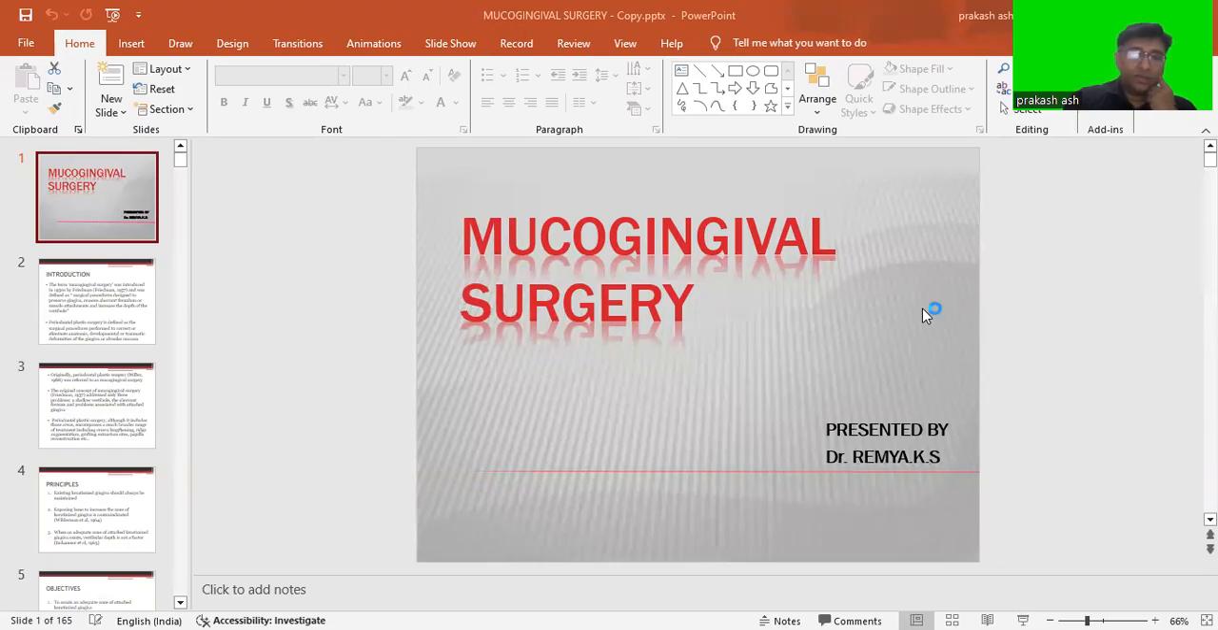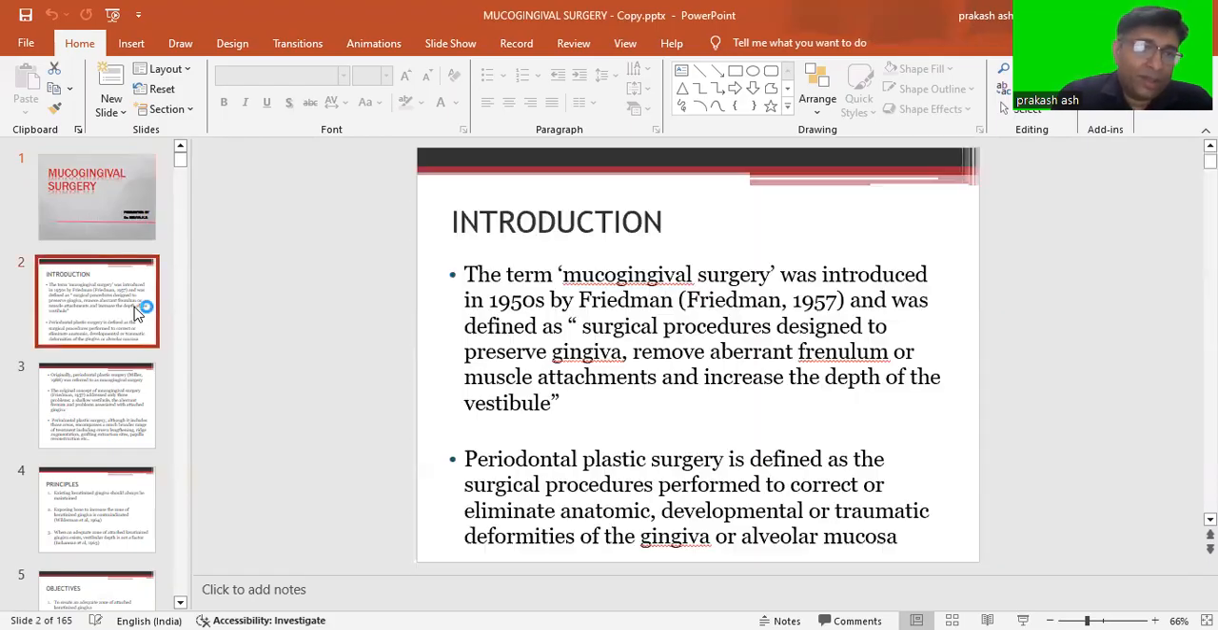Good morning, students. Today, we'll be having a class on mucogingival surgery. Hope you all know what mucogingival surgery is all about. The term mucogingival surgery was introduced in the 1950s by Friedman and was defined as surgical procedures designed to preserve gingiva, remove aberrant frenum or muscle attachments, and increase the depth of the vestibule.